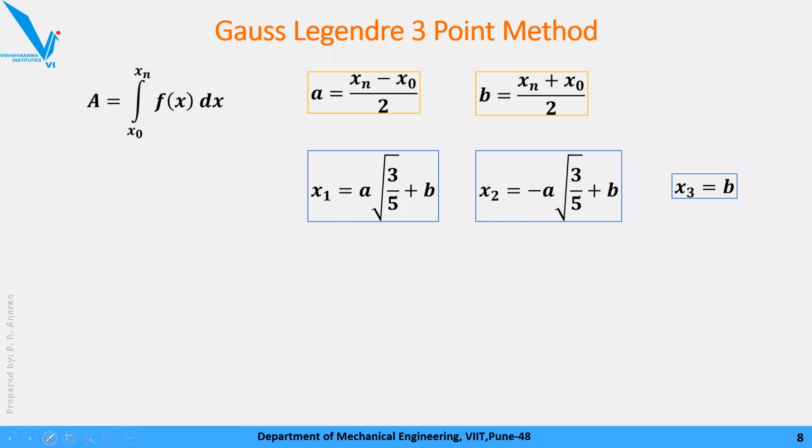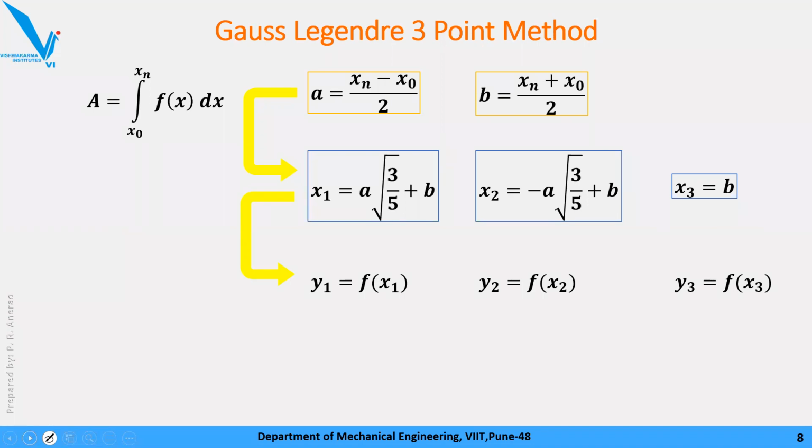So remember this formula. Based on the values of a and b, we will be able to calculate x1, x2 and x3. After that, we need to evaluate the function by putting x1, x2 and x3 back into the function f of x, evaluate y1, y2 and y3. And now this is too easy for you. And the last part is putting y1, y2 and y3 into the equation of Gauss-Legendre's 3-point method. Now the earlier equation was simple, a into y1 plus y2, but here it is a little complicated.